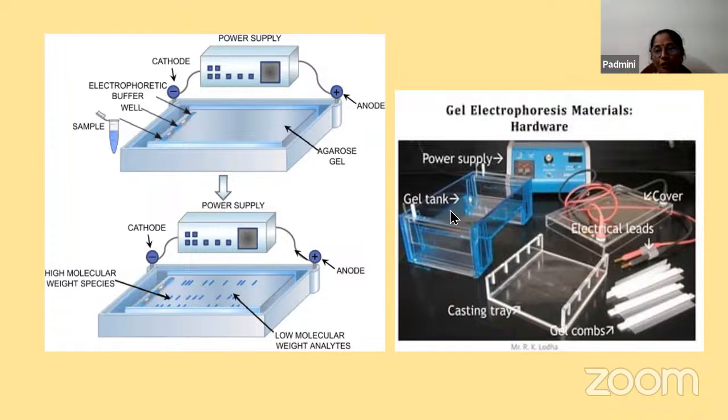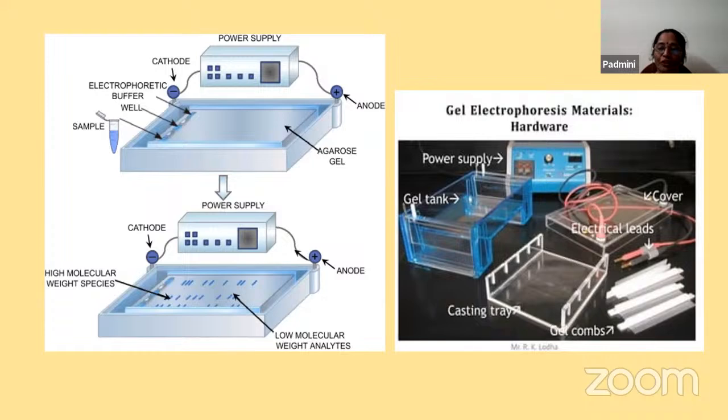So this is the hardware that you can see. This is the gel tank that you can use. This is the power supply where you're going to supply power to this particular gel tank. That's a casting tray. This is all made up of fibers. And you're going to put a sellotape on either side, and then you're going to add the gel. Once you add the gel, it is going to take time for it to get solidified.